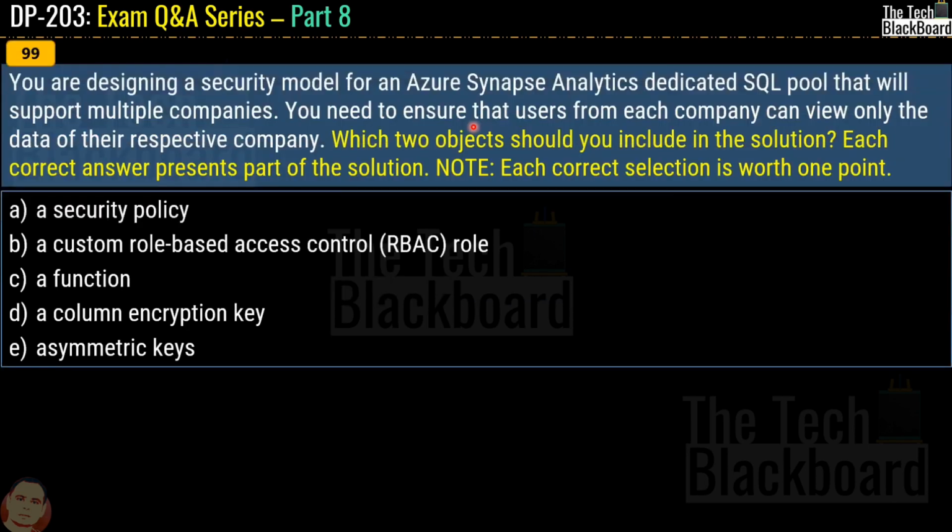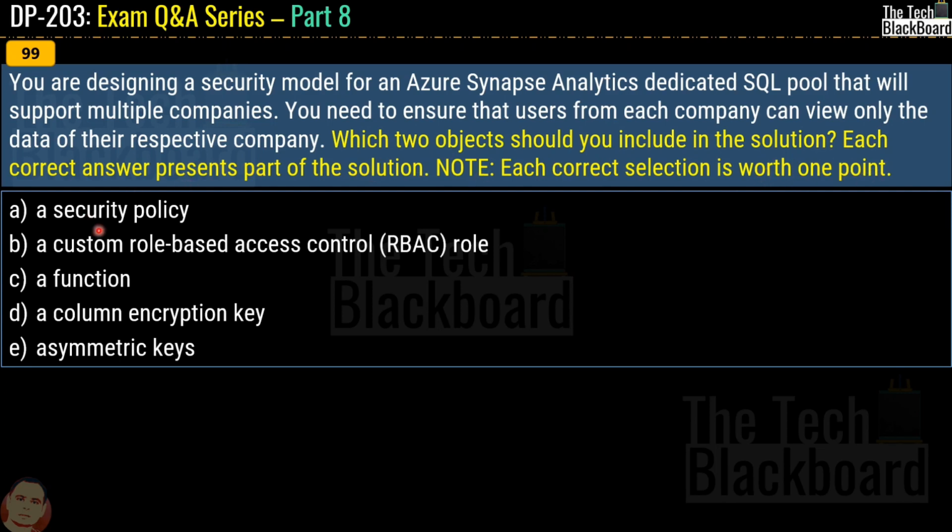Moving on with question number 99, it says that you are designing a security model for an Azure Synapse Analytics dedicated SQL pool that will support multiple companies. You need to ensure that the users from each company can view only the data for their respective company. Which two objects should you include in the solution? Each correct answer presents part of the solution, and please note that each correct selection is worth 1 point.